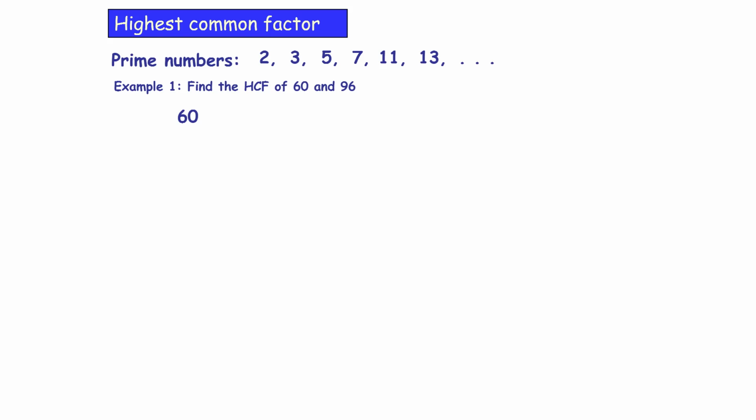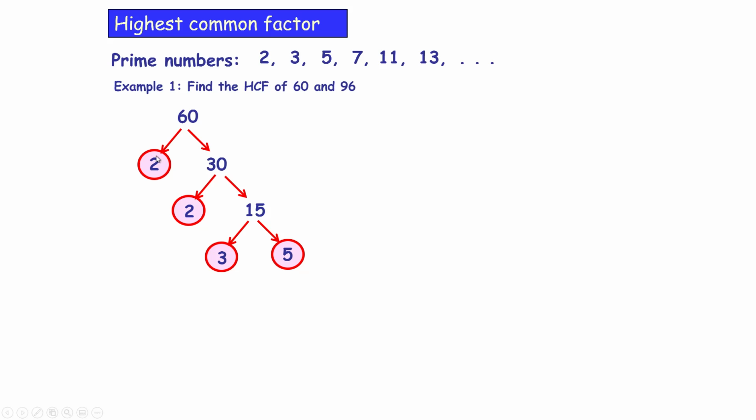Okay, for 60 we try 2. See if 2 goes into it or not. My prime numbers. 2 goes 30 times. Circle the 2 because it's prime. And we try 2 again into 30. It does go 15 times. Circle the 2. 2 doesn't go into 15, but 3 does, 5 times. So we can say 60 is equal to two 2's, so 2 squared, times 3 times 5.